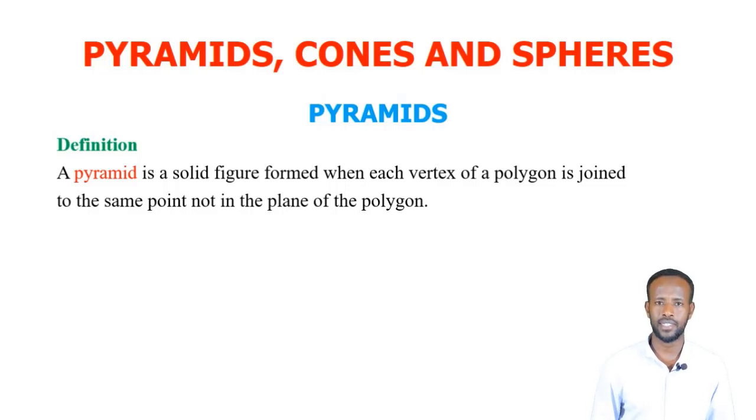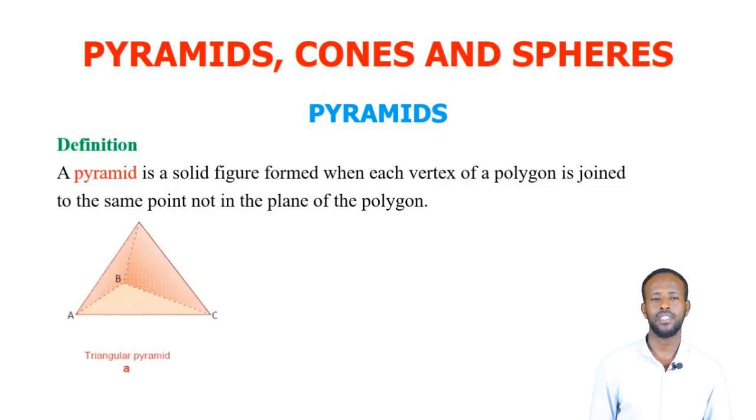Let us see some figures of the pyramids. For example, this is a pyramid. Pyramids are named after their bases. This pyramid is called triangular pyramid.